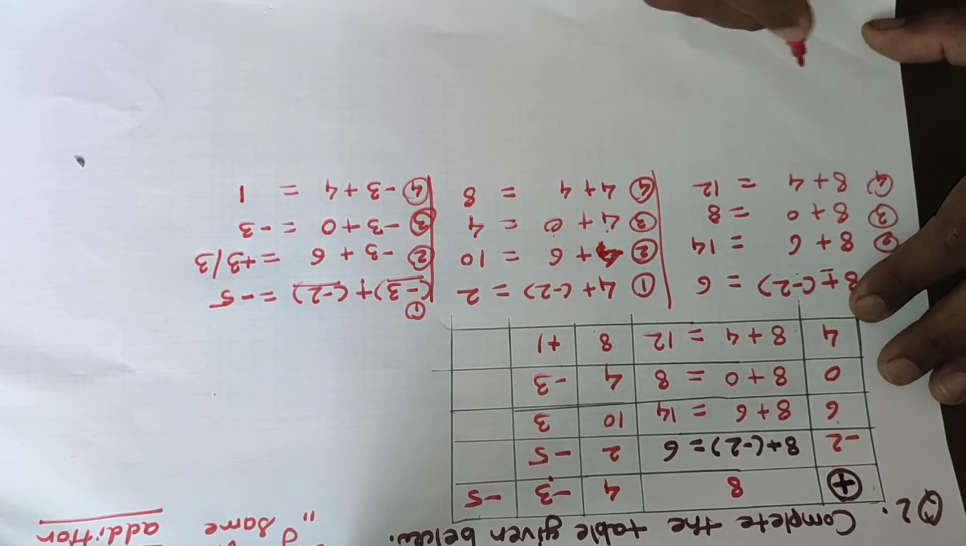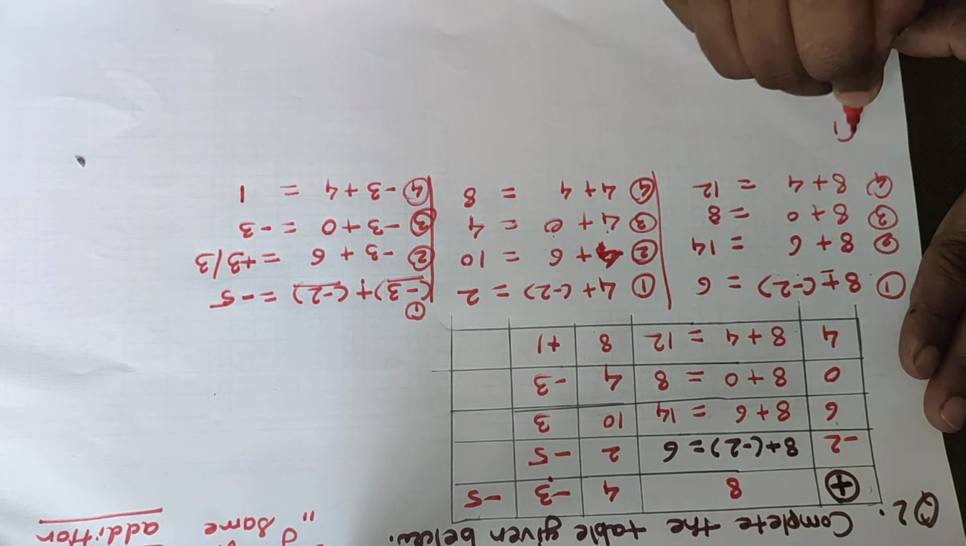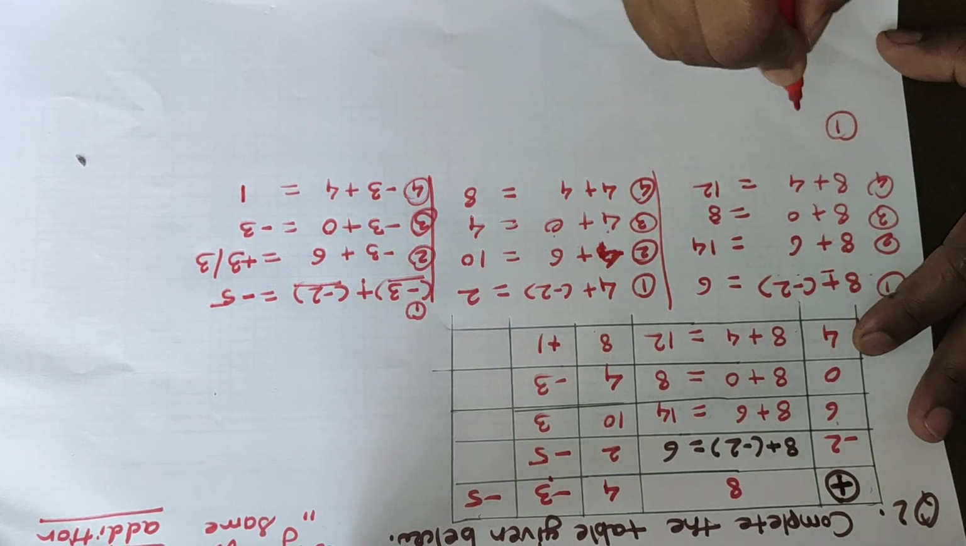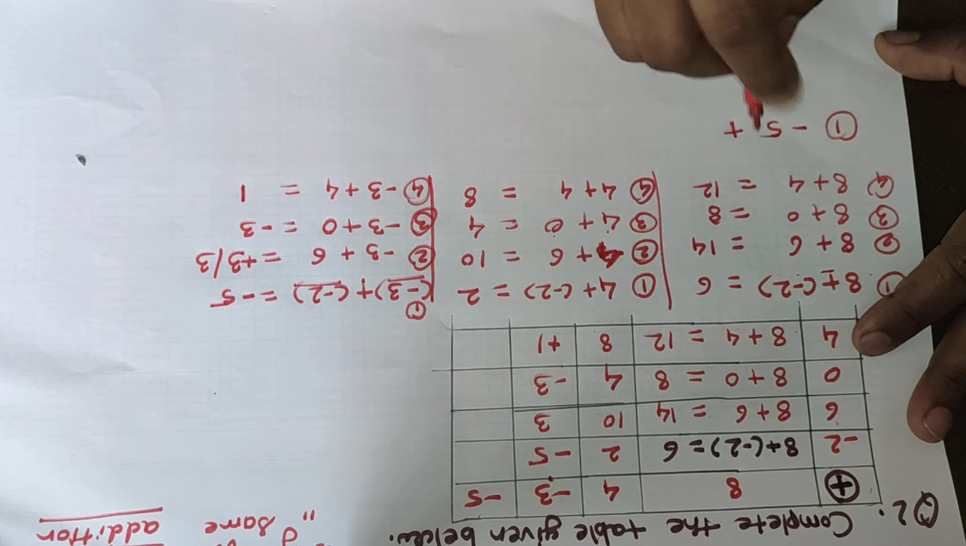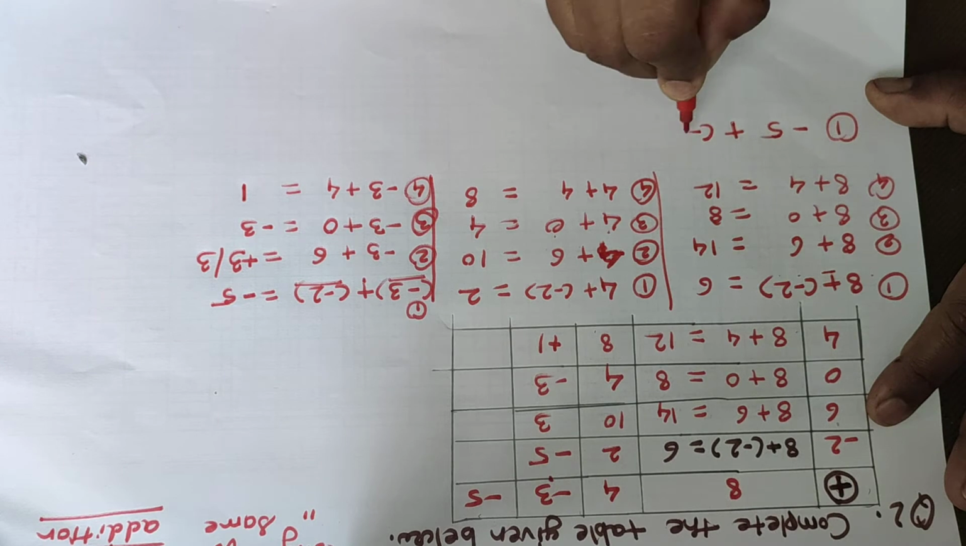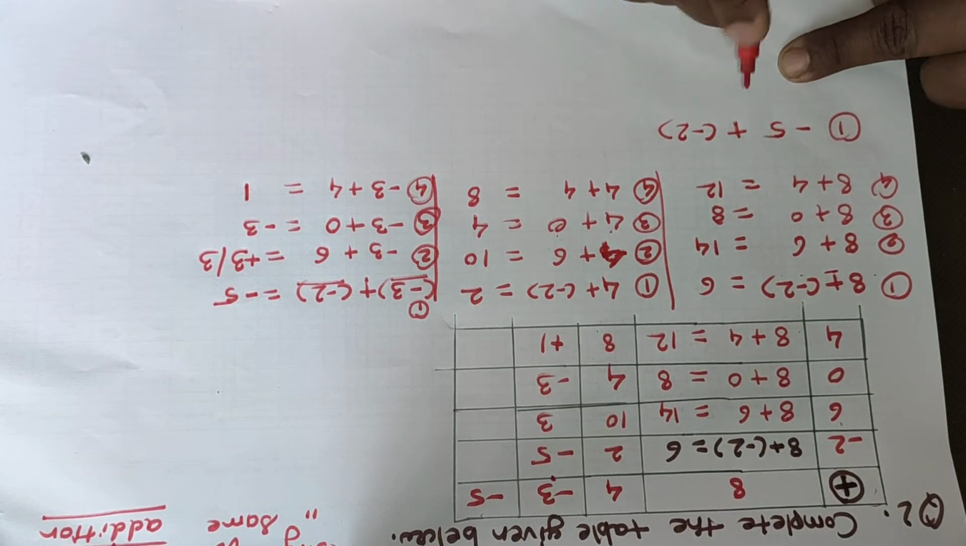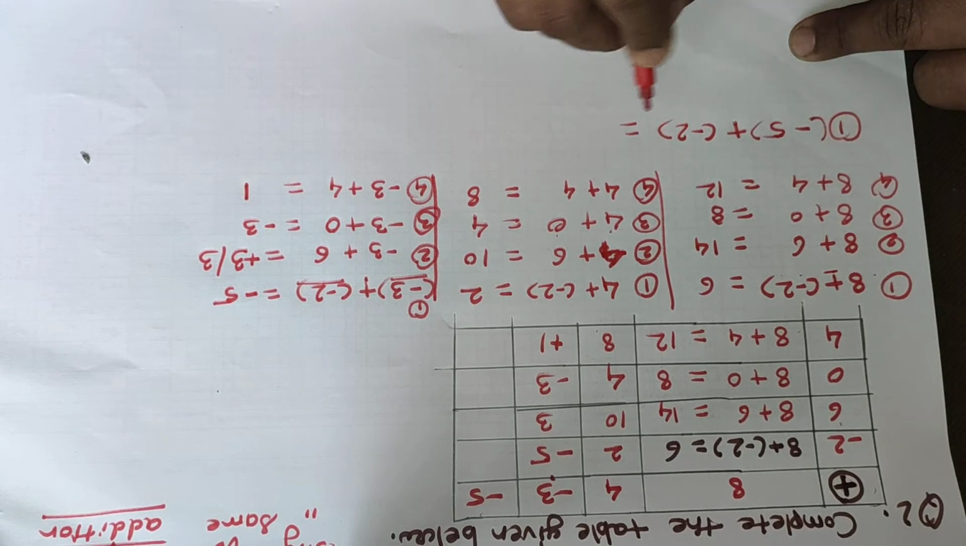Okay. Now we will see the next, the fourth box, that is the first example. Minus 5 plus, this is minus 5 plus minus 2. If two signs are coming together, then don't forget to give the bracket for it. Now here both numbers are negative.